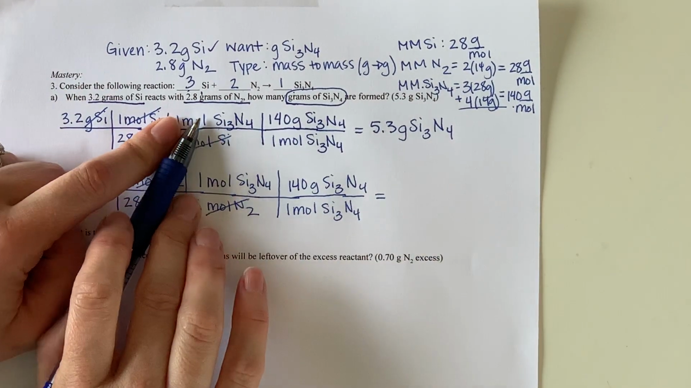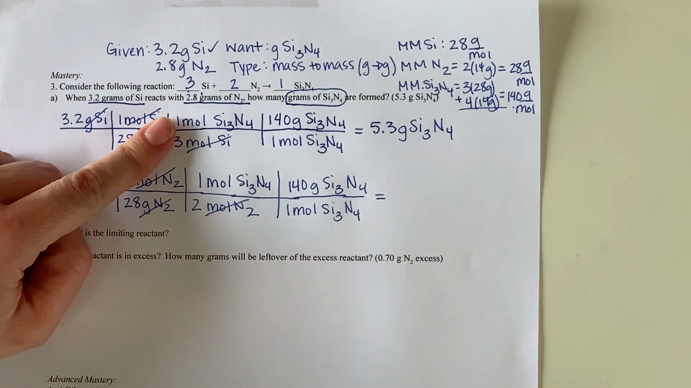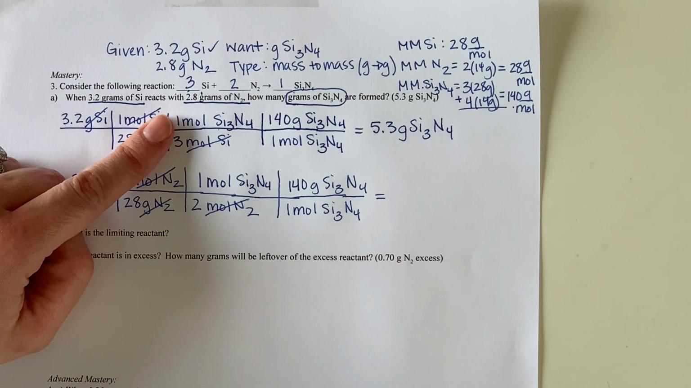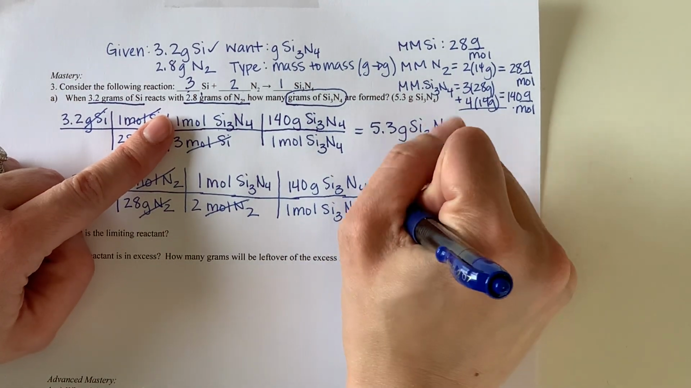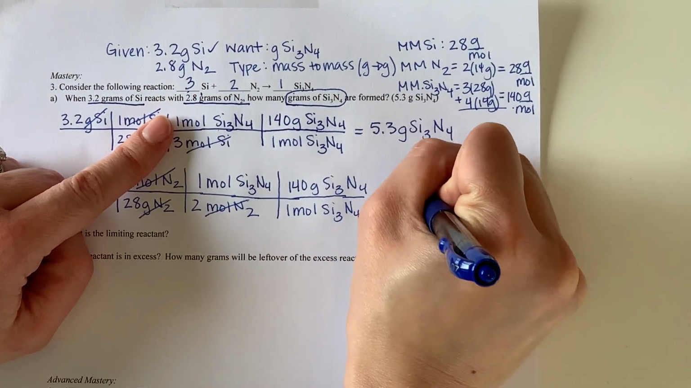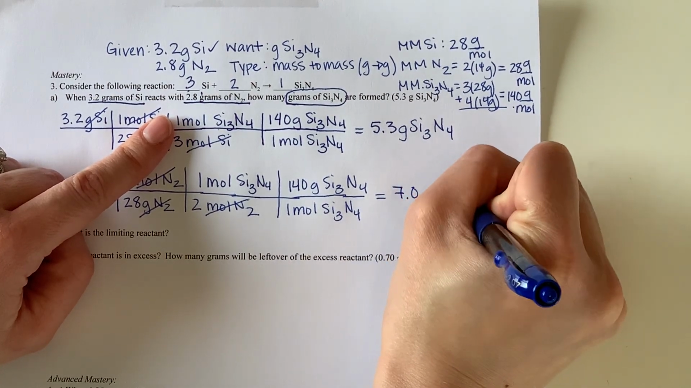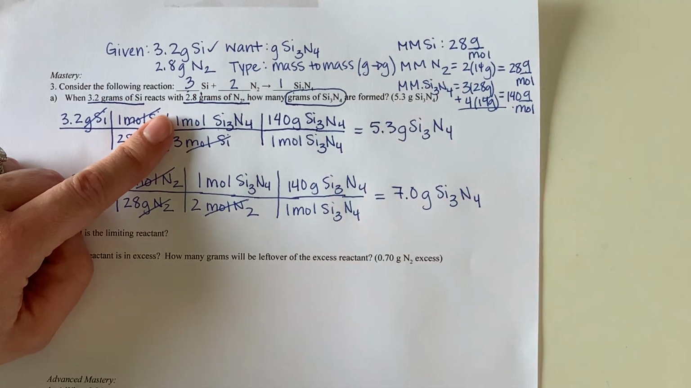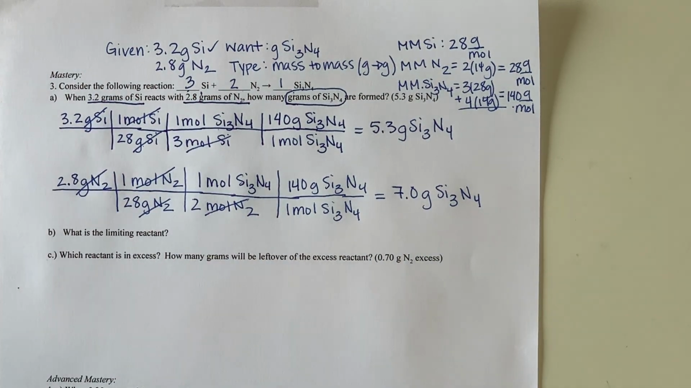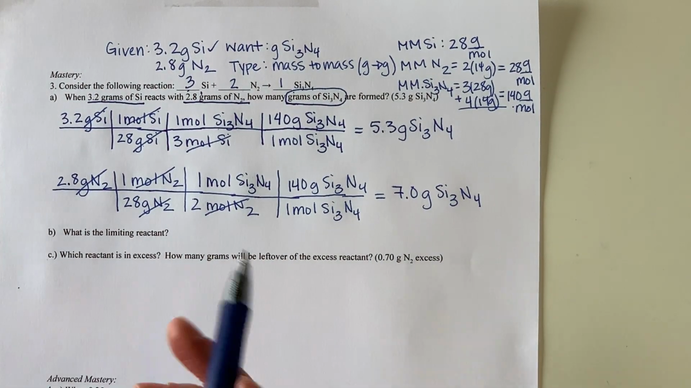And you'll notice the second half of the problem is the same in both steps, and it always should be. That's how you should know you're doing it correctly, because we're ending in the same substance. And here I got 7.0 grams Si3N4. So now I have to look at this question that says, what is the limiting reactant?